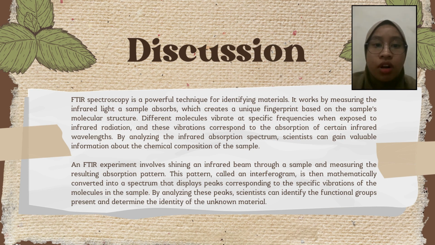An FTIR experiment involves shining an infrared beam through a sample and measuring the resulting absorption pattern. This pattern, called an interferogram, is then mathematically converted into a spectrum that displays peaks corresponding to the specific vibrations of the molecules in the sample. By analyzing the peaks, scientists can identify the functional groups present and determine the identity of the unknown material. That's all for me. Thank you.